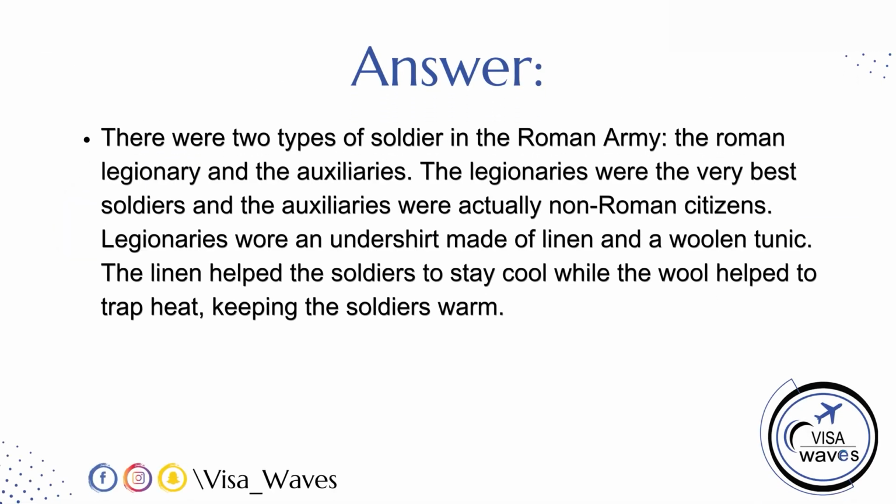There were two types of soldier in the Roman army, the Roman legionary and the auxiliaries. The legionaries were the very best soldiers and the auxiliaries were actually non-Roman citizens. Legionaries wore an undershirt made of linen and a woolen tunic. The linen helped the soldiers to stay cool while the wool helped to trap heat, keeping the soldiers warm.